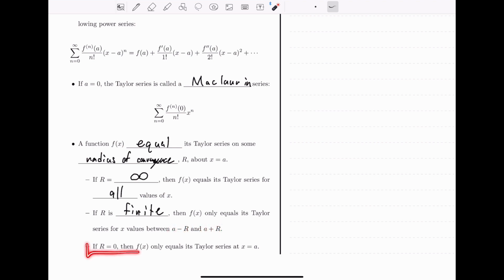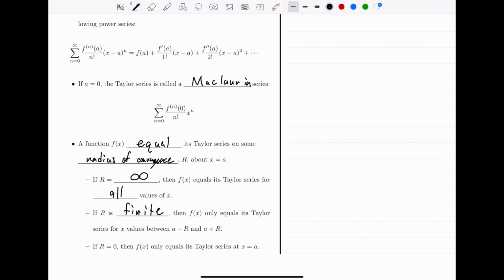In some really bad scenarios, we could have a radius of convergence of 0, which means that the function would never equal its Taylor series except right where we're centering. We're not going to see any examples like this. Those are very pathological. But we've seen two examples now of these two cases.